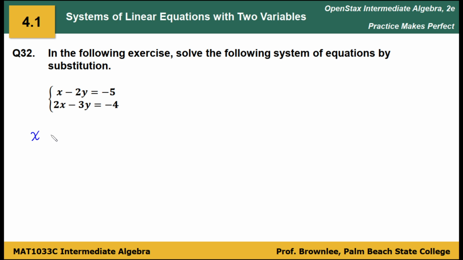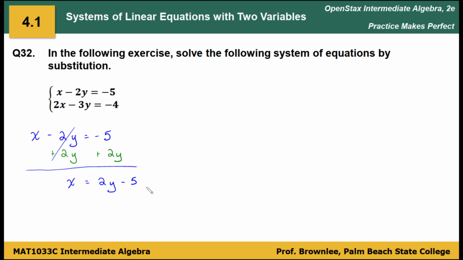So starting with, again, x minus 2y equals negative 5. To get this x all by itself, one algebraic step. If we add 2y to both sides, what we'll now have, of course, is x on the left is equal to 2y minus 5.